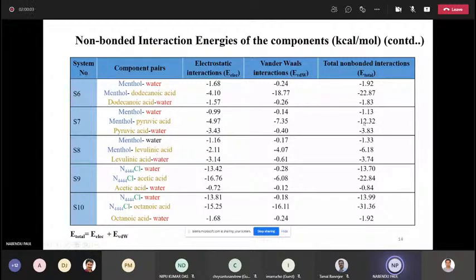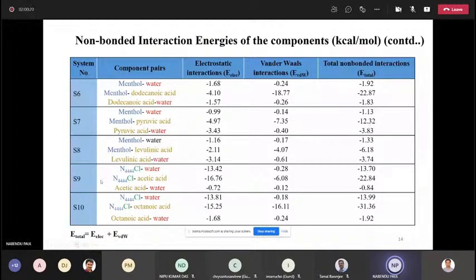But these are showing good HBA-HBD interaction, but the HBD-water interaction is also quite high. So the integrity of the DES is not properly maintained. So we cannot say that these are hydrophobic. These are water miscible.